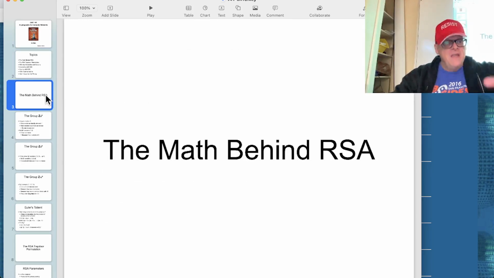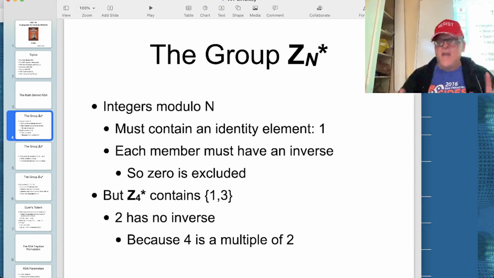So the math behind RSA, that's one of the reasons I always loved it, the math is pretty easy to understand, much easier than, say, elliptic curves or discrete logarithms. So you just take the integers from 1 up to a prime number. That's the group. But each member, however, must have an inverse. So 0 is excluded. And so Z star 4 would only contain 1 and 3 because 2 has no inverse.